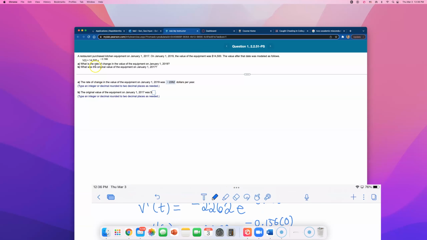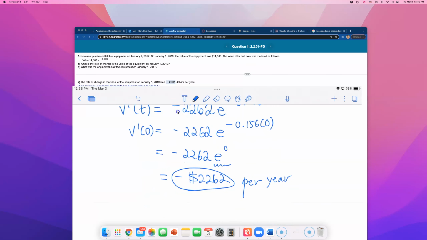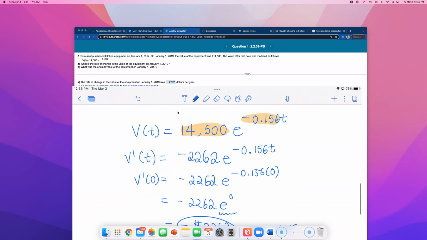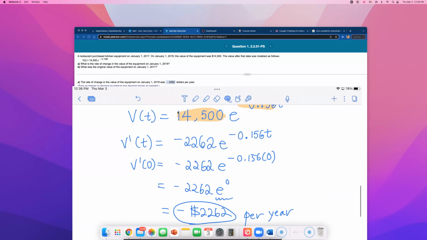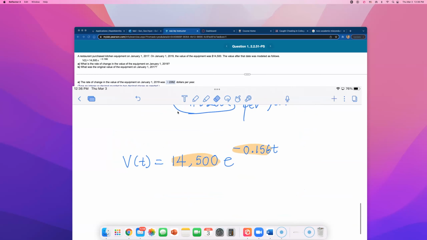They're going to ask you for the original value. Okay. So how expensive was this? Now, let's think about this. We have to go back in time. That's what's happening. All right, let me copy this. Let me bring this down here and talk about part B here. This model is in 2019, right? But they bought this in 2017. So 2 years ago.